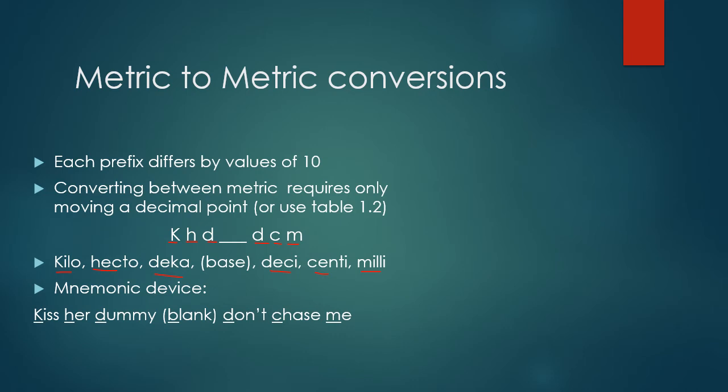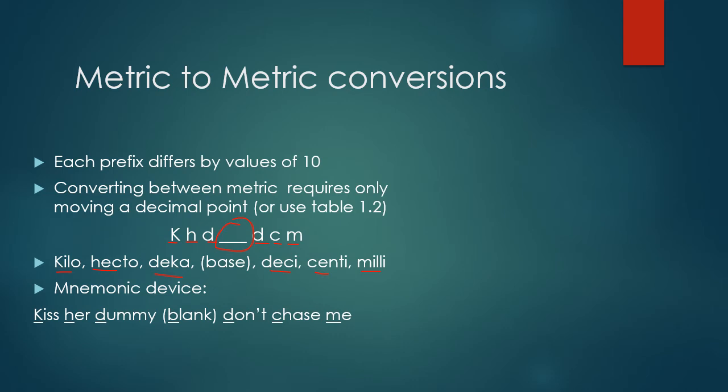The reason we want to remember this is because this gives us the order of the prefixes, and when we move the decimal point, by knowing what letter we want to start at and what letter we want to get to, that'll tell us how many spaces to move the decimal. And I'll work through an example here in a minute so you can understand more fully what I mean by that.